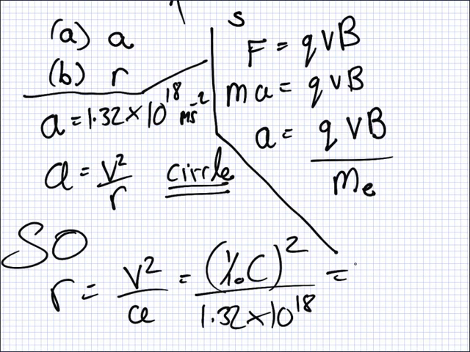6.82 times 10 to the minus 4. Okay. Yeah. It should be small because of the 18 here. What you say was? 6.82 times 10 to the minus 4.